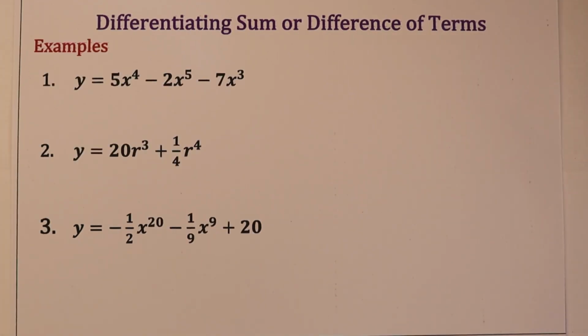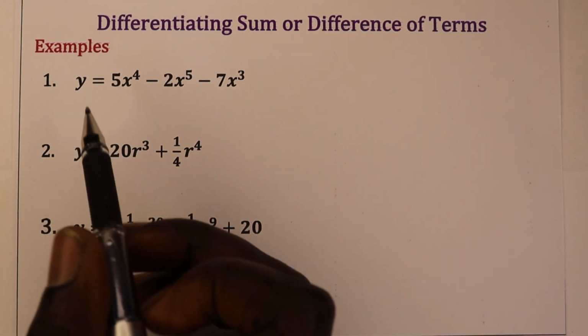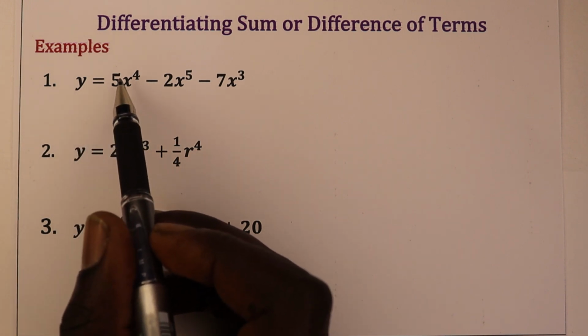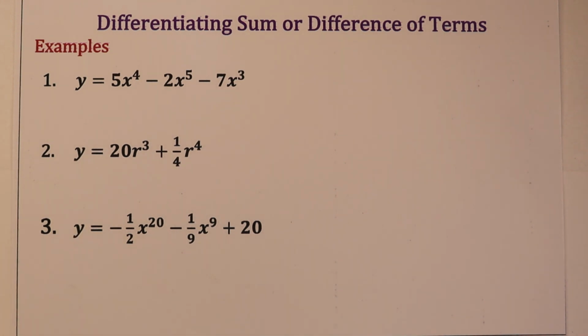So you could be required to differentiate sums or differences of various terms. What you'll do is you'll handle each and every term independently, and then you add them or you get the differences. So you'll just use the methods that we have used for all the single terms, and then you combine whatever you get there. So let us look at this example. The first one, y is equal to 5 x raised to power 4 minus 2 x raised to power 5 minus 7 x raised to power 3.